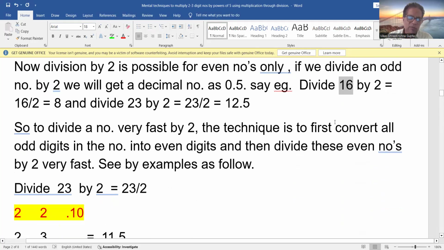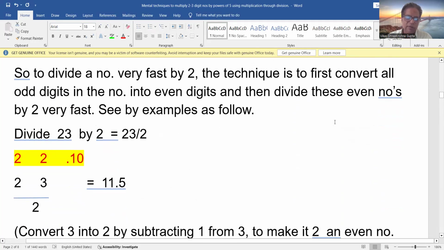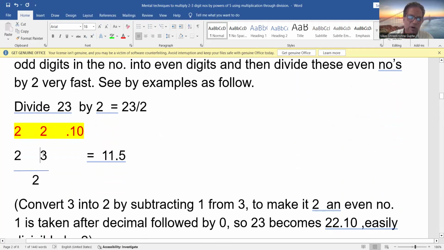Now, what I will do for carrying out division at a fast speed is first convert all the odd digits in the number into even numbers, because I know that 2 divides only the even numbers and not the odd numbers.